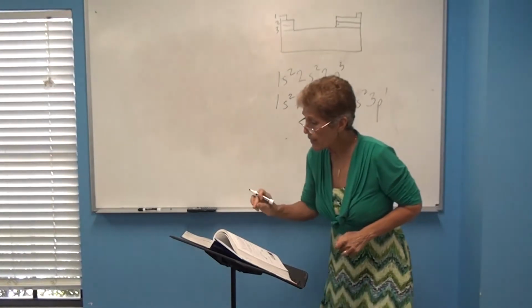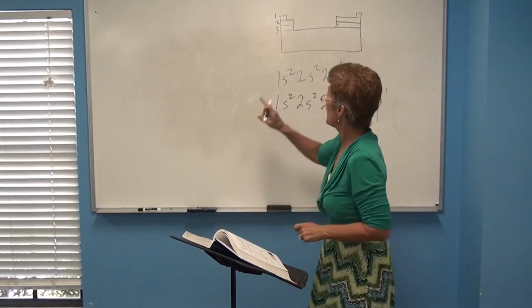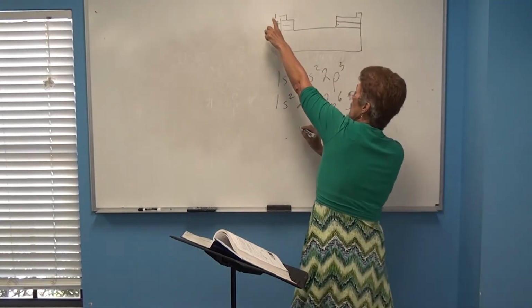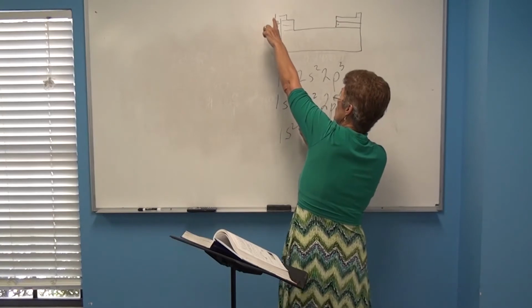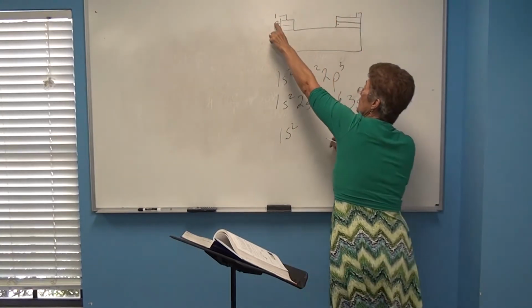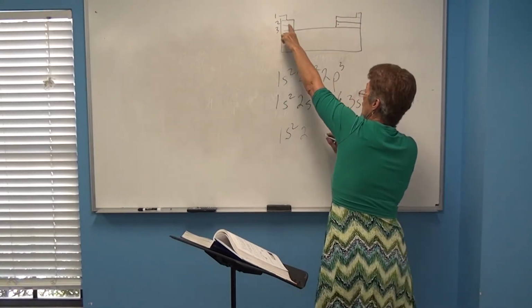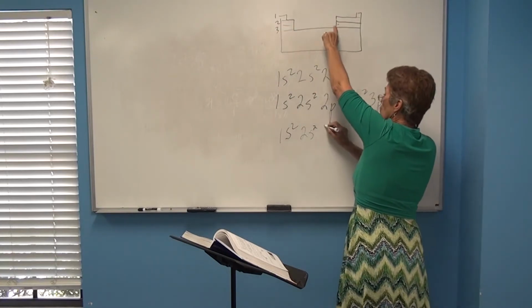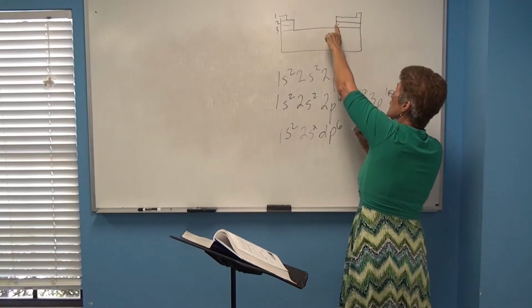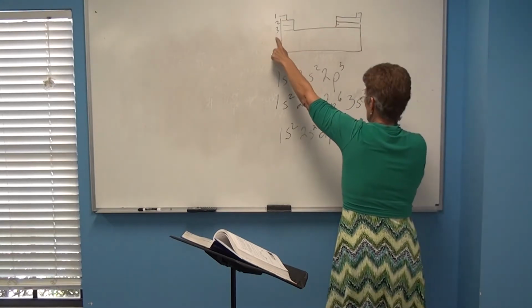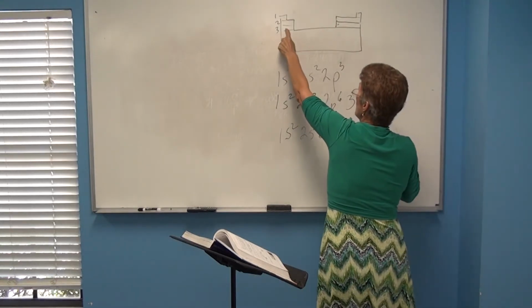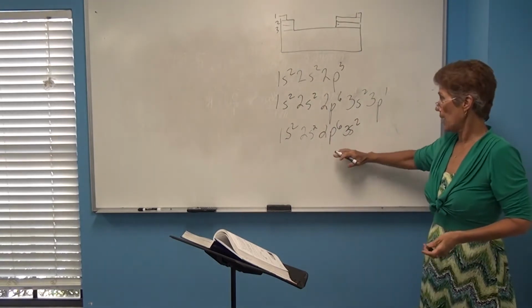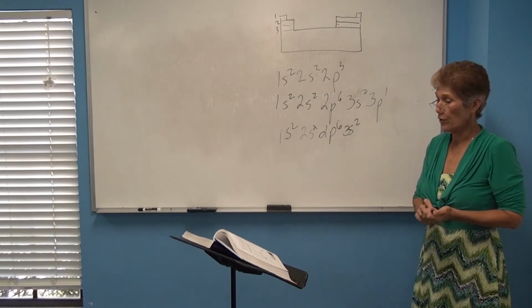Okay, next one is magnesium. Magnesium is right here in the 3rd level. So we're going to do it again. We're going to go 1s2, we're going to be here, 2s2, 2p6. Now we're over here, so we're going to go down here. 3s2. And we're at magnesium. So that would be its electron configuration.